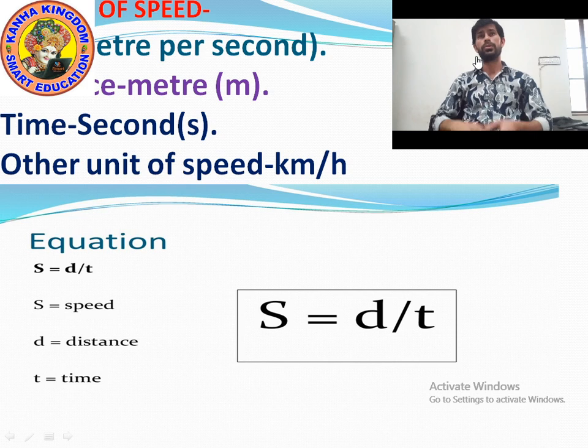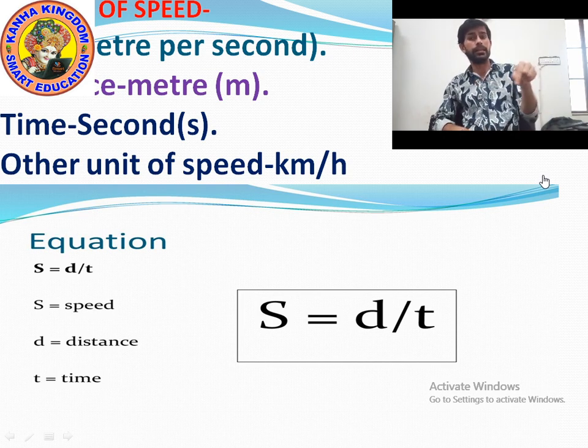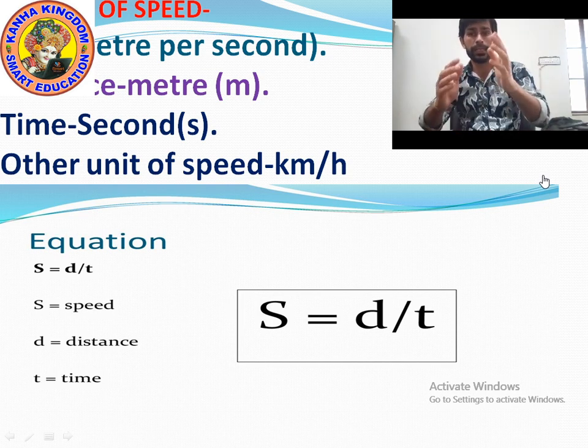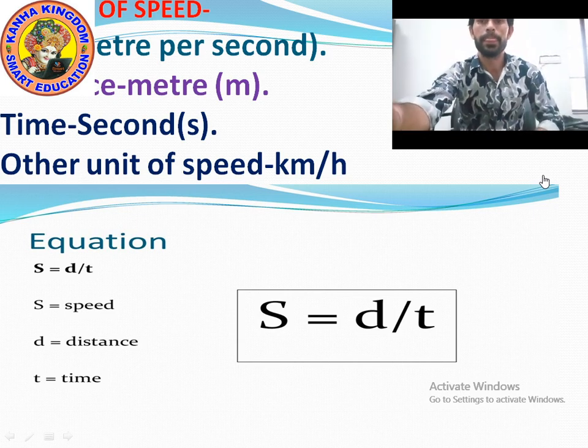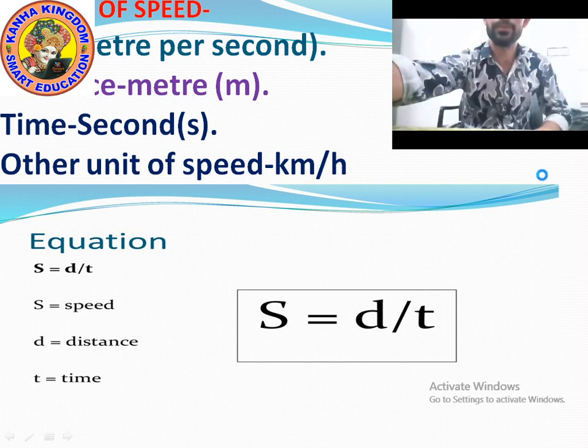Okay, so it was all about speed. Once again, what is speed? Speed is defined as the total distance covered in total time. The formula of speed is distance upon time. Remember the triangle so you can easily memorize all these. Okay, I hope you understood. Now let's move on to the next point.